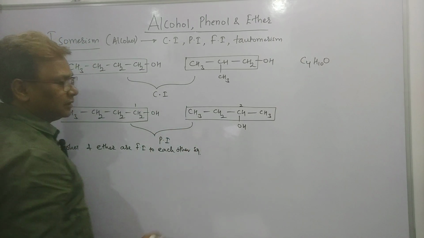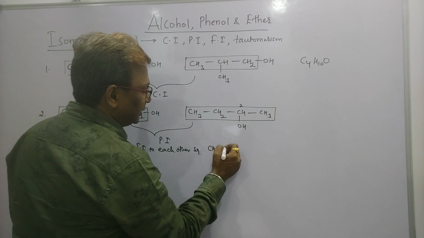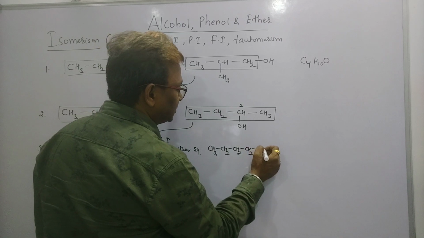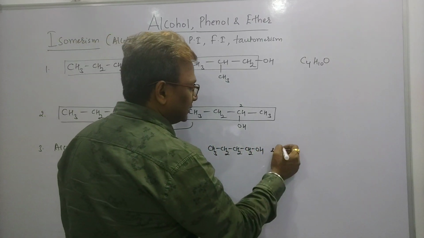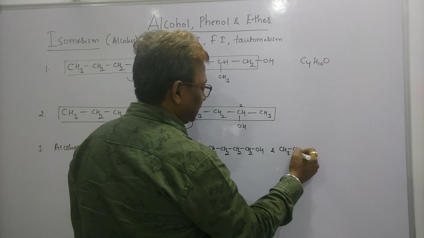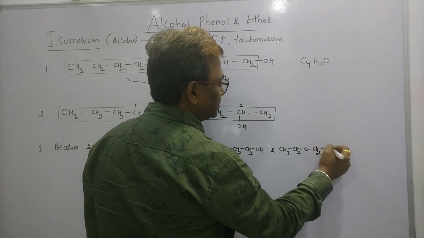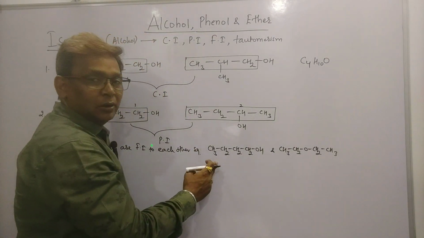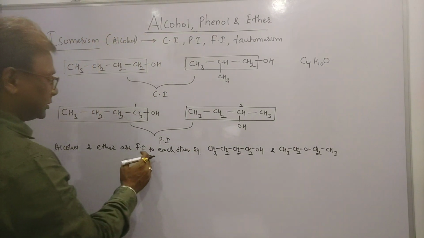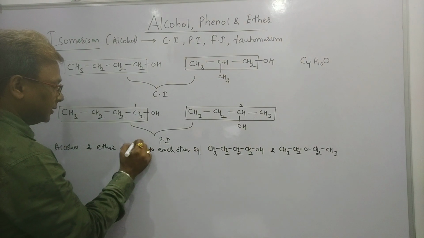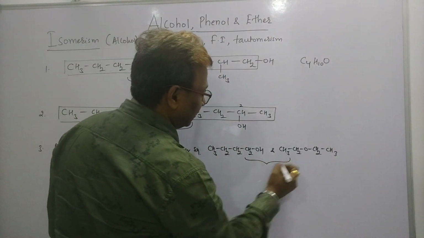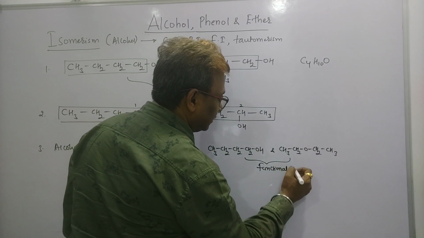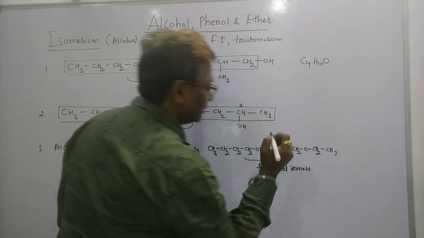Let me give an example here now. Here CH3, CH2, CH2, CH2, OH. This is the alcohol. And the ether is CH3, CH2, O, CH2 and CH3. Diethyl ether and 1-butanol are both functional isomers to each other. They are the functional isomers to each other.